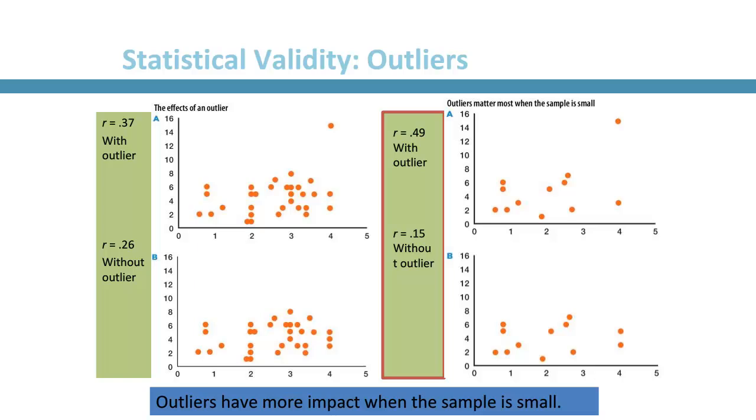So on the left-hand side, on top, we see this data set with an outlier, and the correlation value is 0.37. Down on the bottom, we've removed this person from the data, and it actually decreased our correlation to 0.26. So that outlier was actually strengthening the relationship. And so of course the question then is, why did you remove this person if it harmed your correlation?